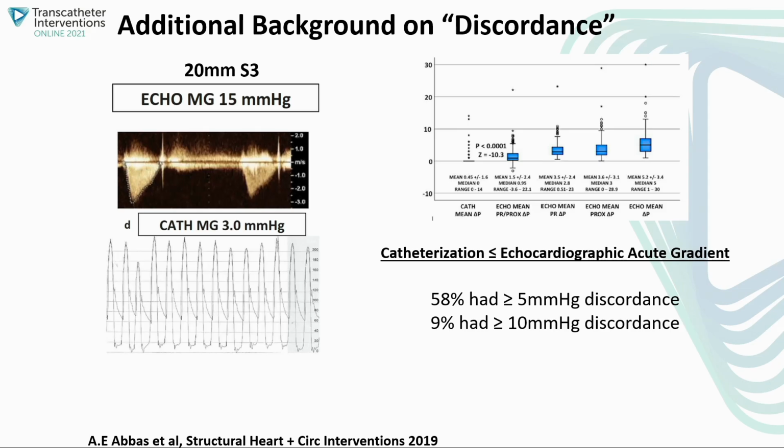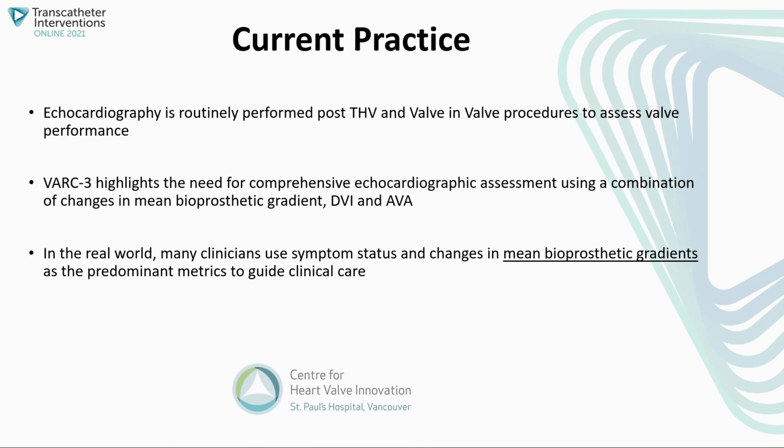So what you can see on the screen here is some work that Amr Abbas has really led, trying to highlight and educate the field on this potential discordance that can occur between echocardiography and invasive gradients. Certainly by no means is invasive gradient a replacement for echocardiographic derived measurements. It's merely a tool that could be additive and useful in the follow-up of patients with transcatheter valves. You can see from this work that in about half of the patients there can be a discordance of 5, and in a small subset of patients, 10%, it could be as much as 10 or more.